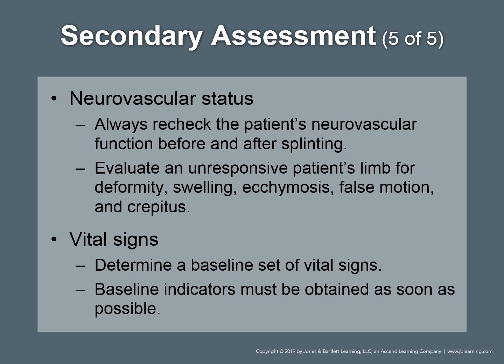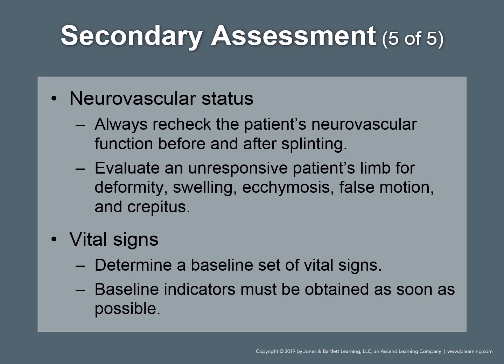Check the neurovascular status. That means, can you wiggle your fingers? Do you have pulses? Do you have blood flow to that area? And you do that before and after splinting. Is the patient unresponsive? Evaluate the patient's limb for deformity, swelling, bruising, false motion, crepitus. All of those lead you to think there's some kind of musculoskeletal injury.